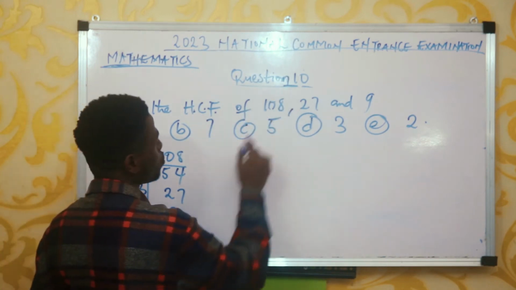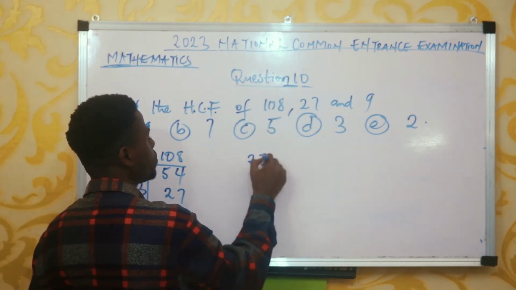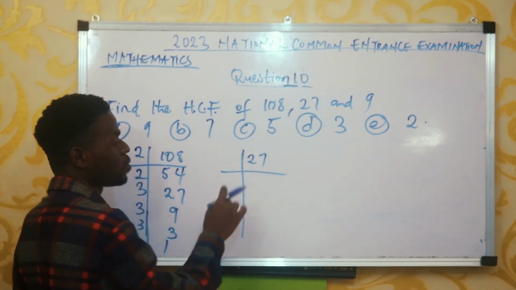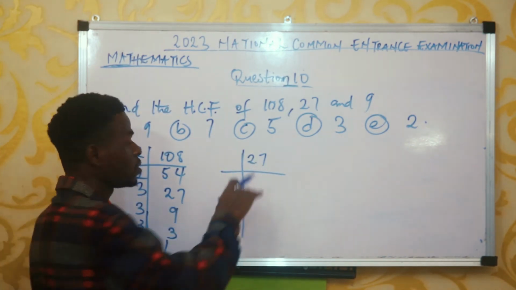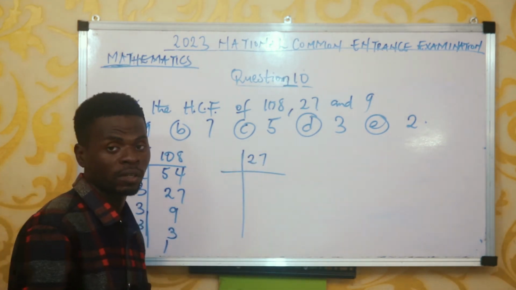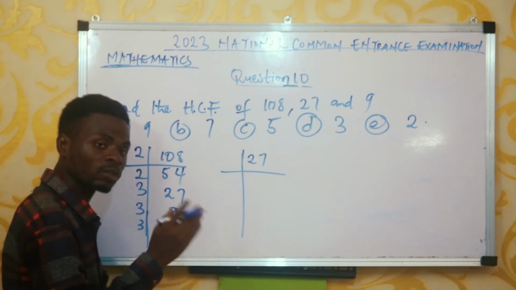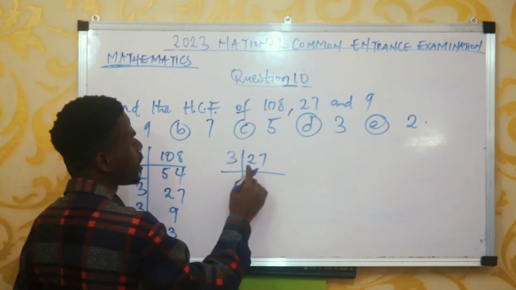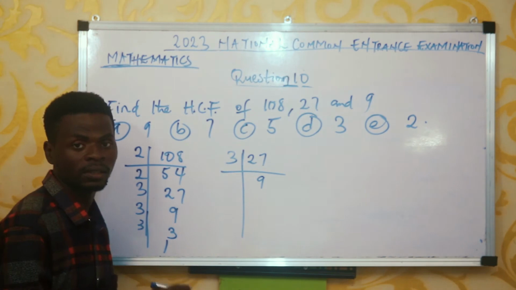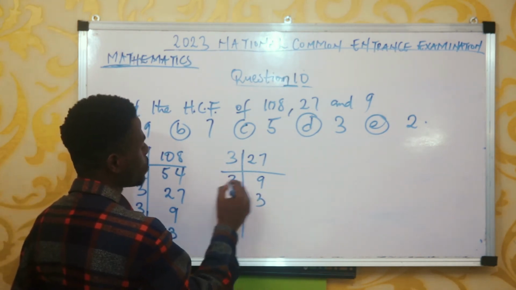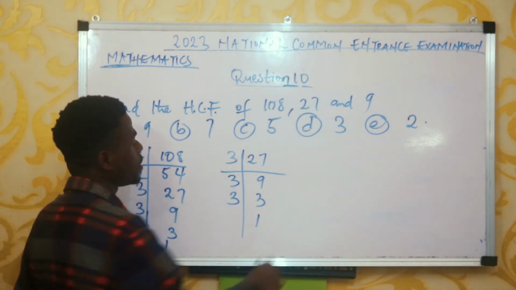Now let's move to 27. If you use the first prime number, 2 cannot divide 27, it will give us a remainder. So let's start from 3. 3 can divide 27 without remainder. 3 in 27 gives us 9. Take note of that. Then 3 in 9 gives us 3. Then 3 in 3 gives us 1.